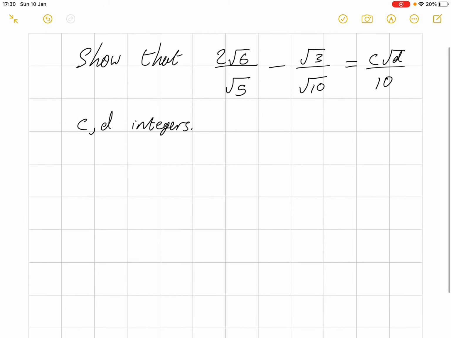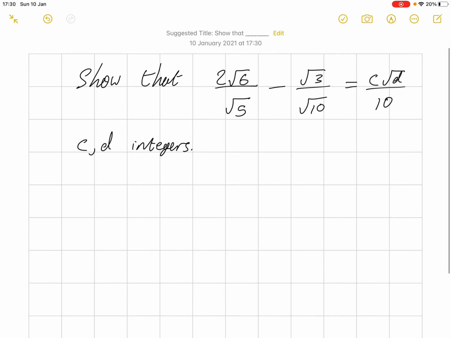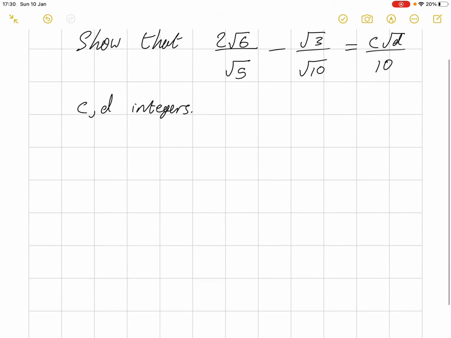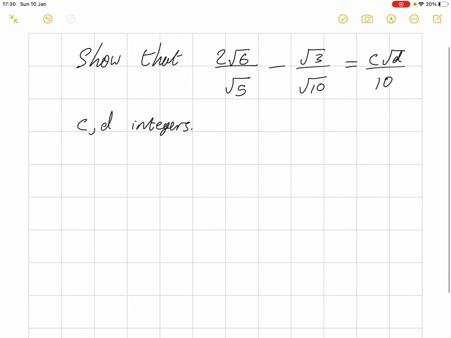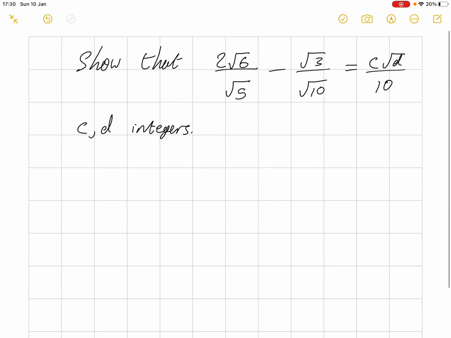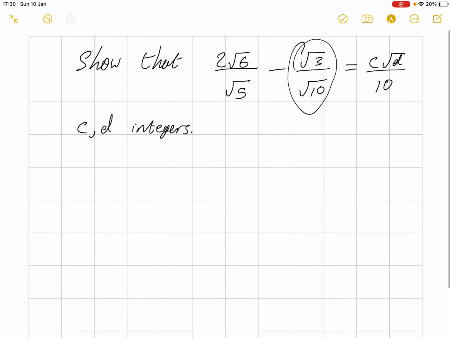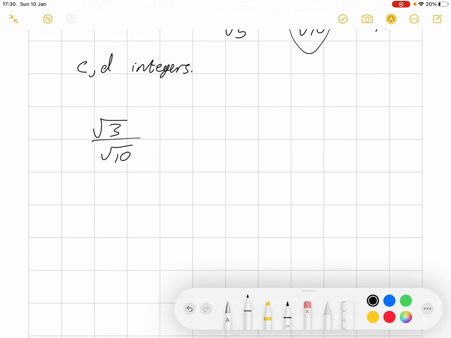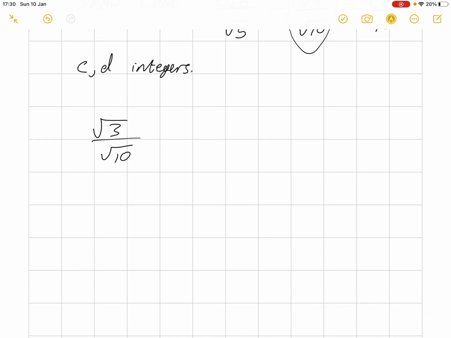Okay, so as this is Surds, we have a few arrows in our quiver, a few weapons in our arsenal. The first thing that we should always aim to do is what's known as rationalizing the denominator. Let's take, for example, root 3 divided by root 10 first. Root 3 over root 10. This is, of course, very irrational. So what we can do is rationalize it.